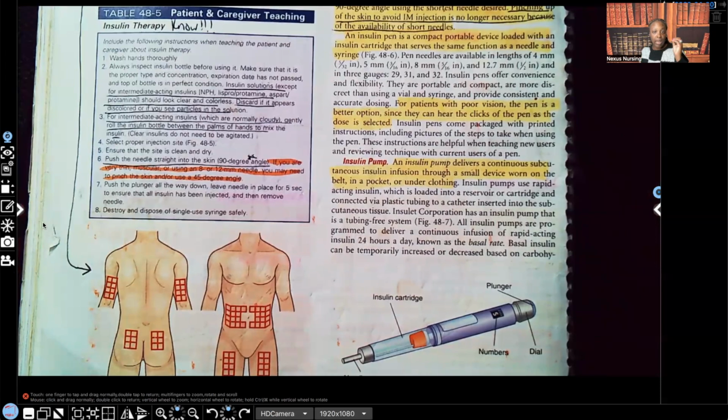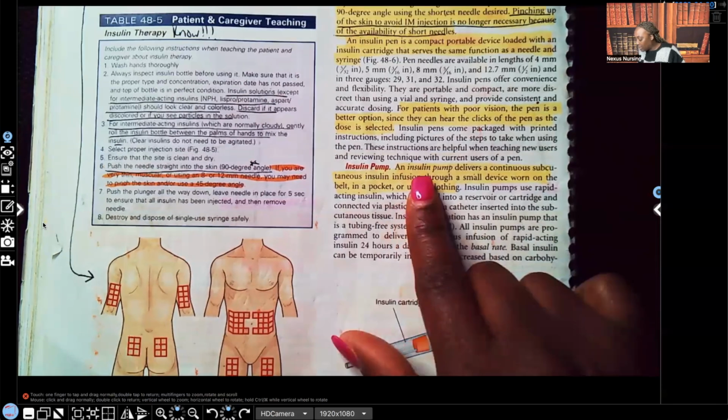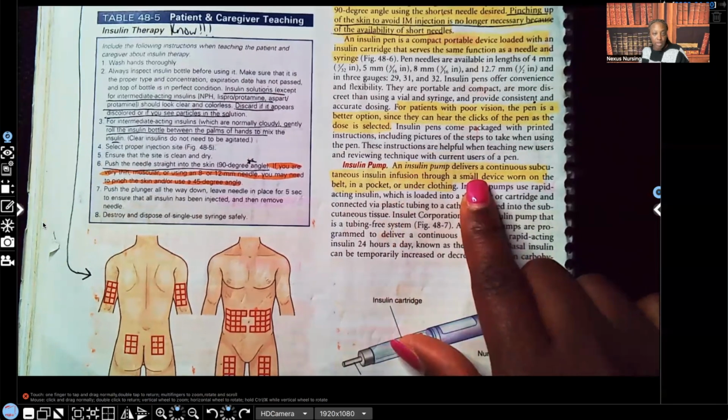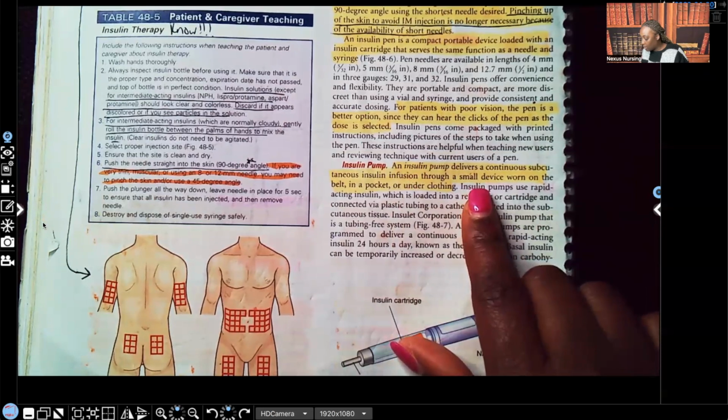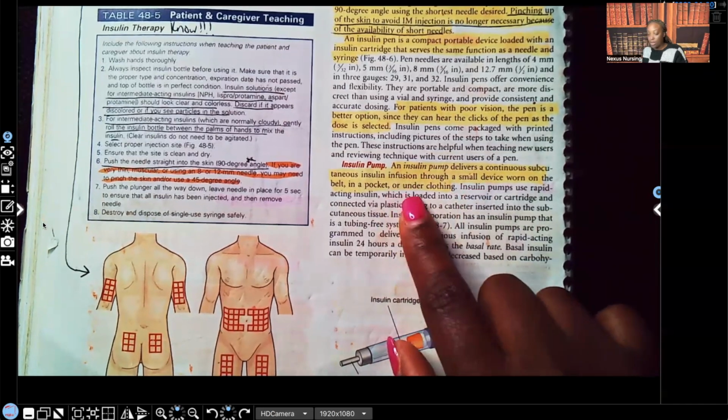So let's take a look at this. The insulin pump. So guys, this insulin pump, it acts just like your body normally would have acted by secreting those small amounts of insulin throughout the day. Okay, let's take a look. It says insulin pump delivers a continuous sub-Q insulin infusion through a small device worn on the belt, in a pocket, or under the clothing.